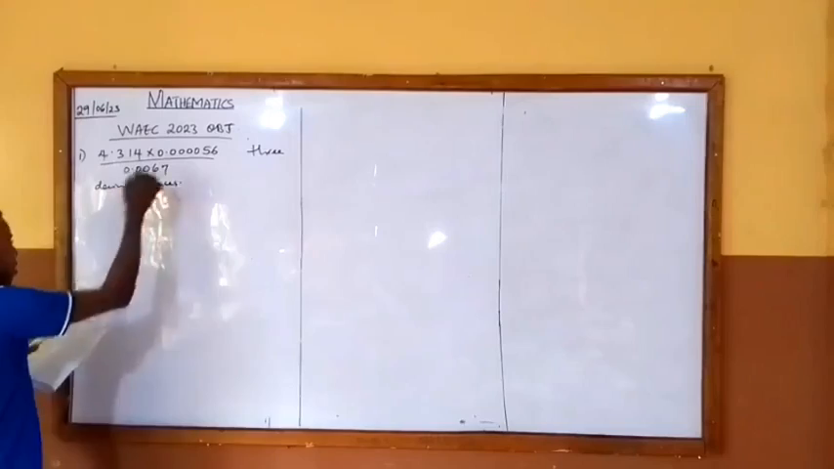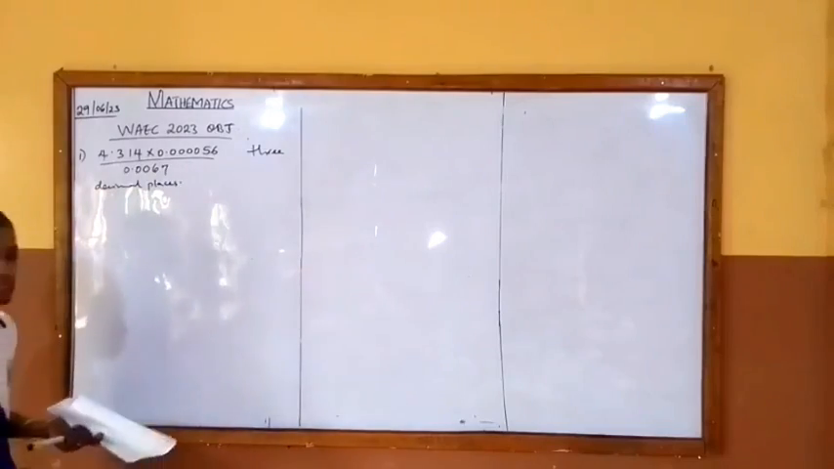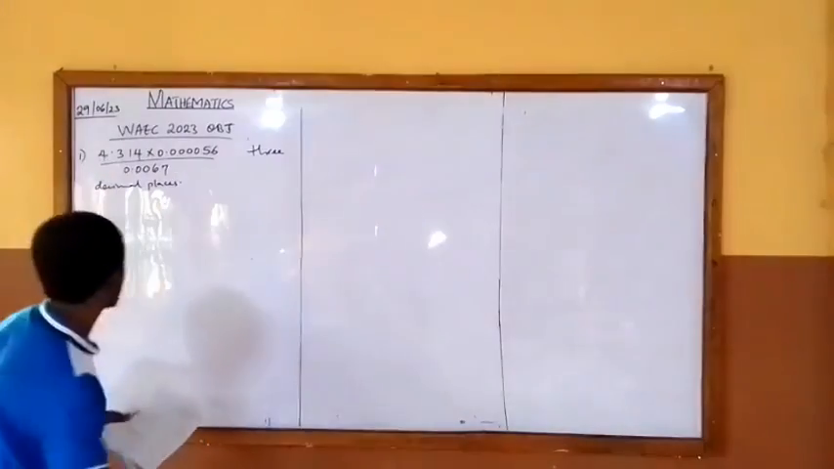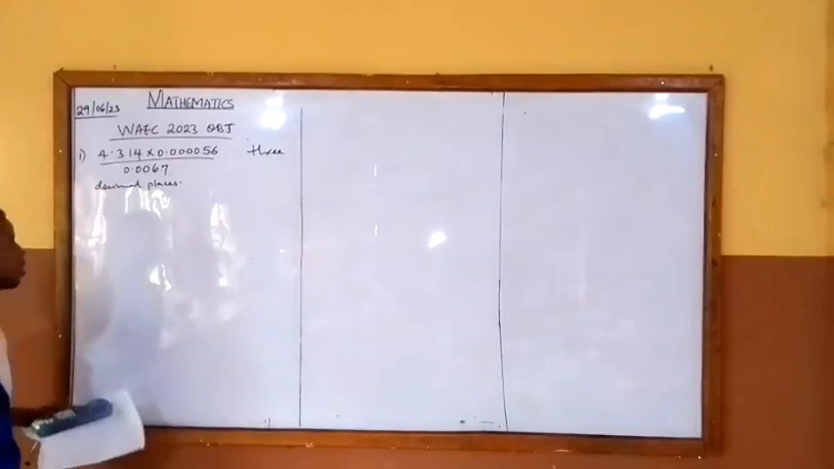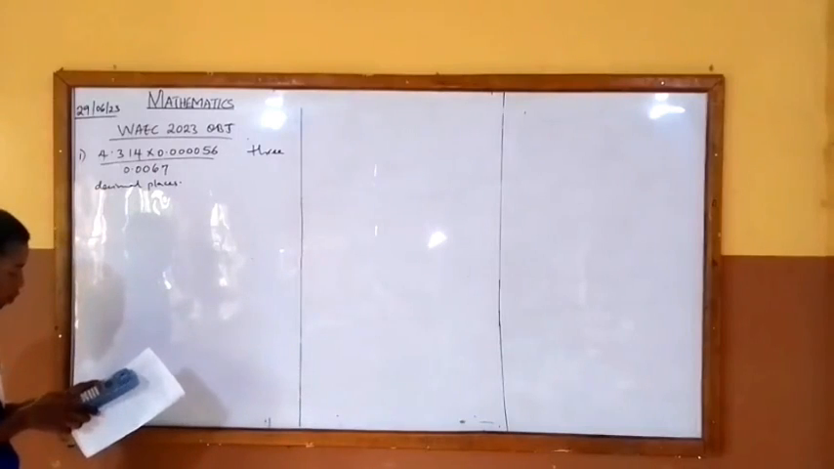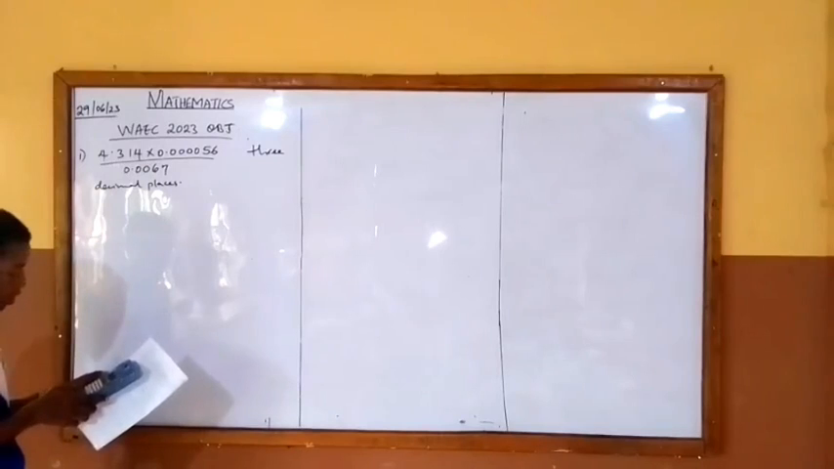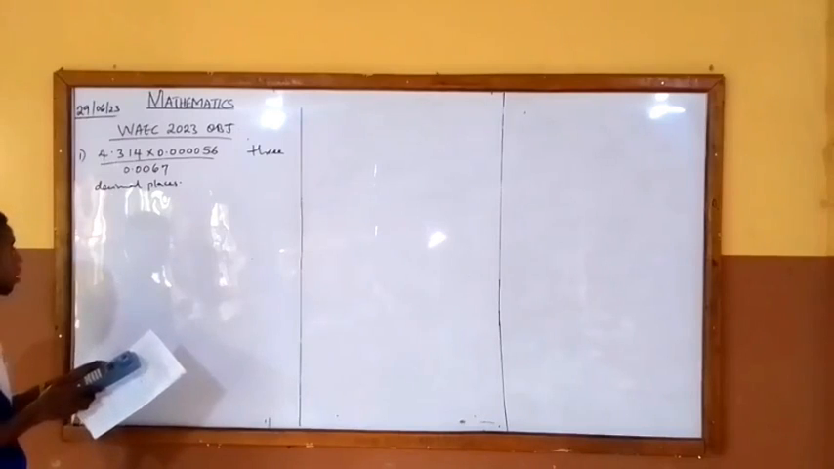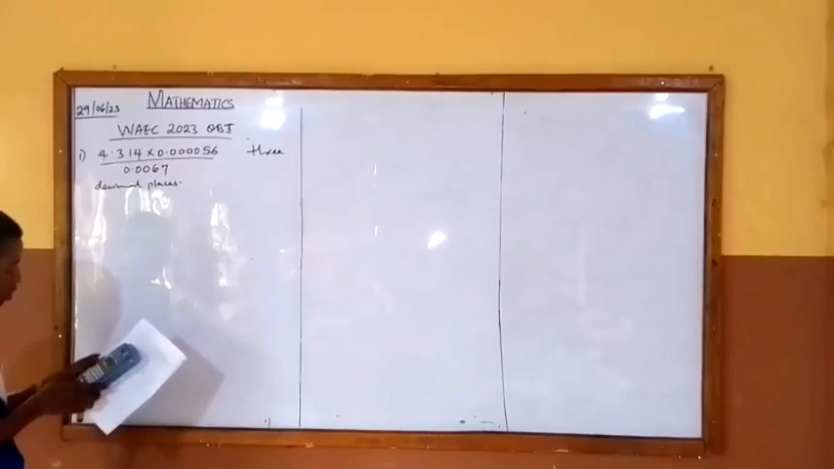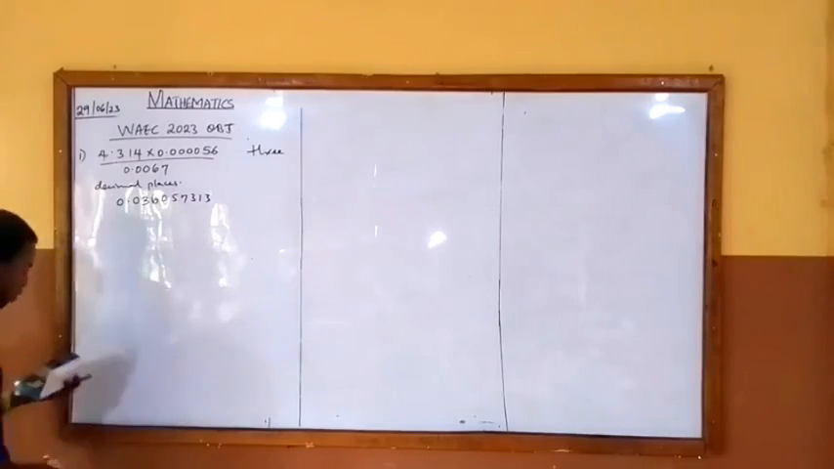You don't need to stress yourself for this kind of thing, and thank God WAEC gives you a calculator. Just press it as you have it here on your calculator. So we have 4.314 times 0.000056, divided by 0.0067. So you get your answer now.